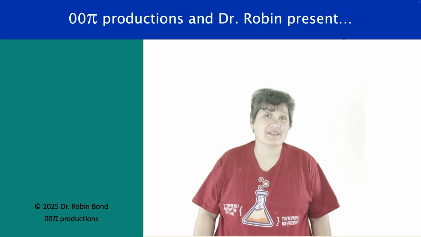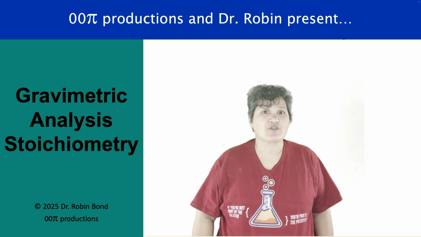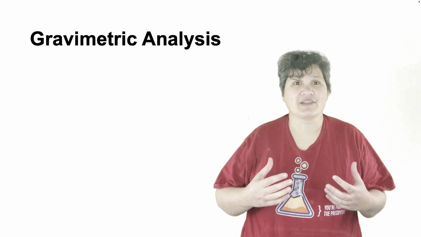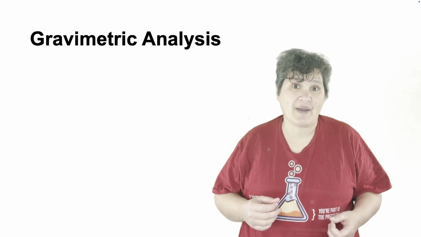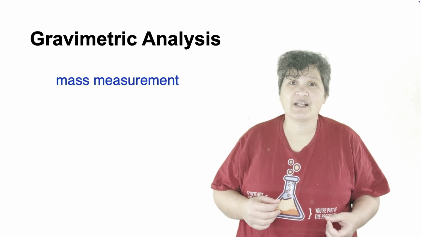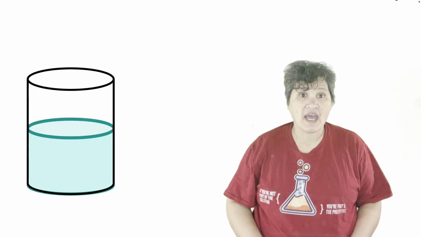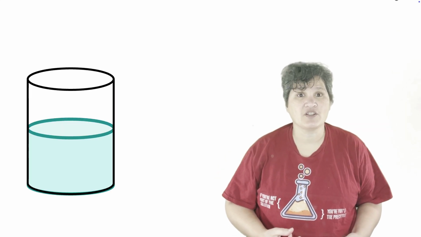In this video, we're going to discuss how to use stoichiometry on lab data from a gravimetric analysis. First of all, let's define the term gravimetric analysis. The word gravimetric refers to the measurement of mass. So in a gravimetric analysis, you use a mass measurement to determine how much of your analyte is present. The actual process of gravimetric analysis involves creating a precipitate that you can weigh.